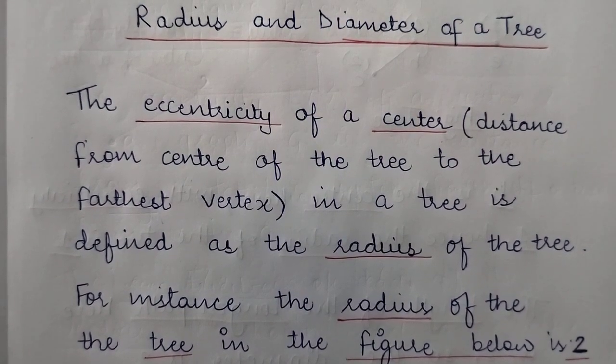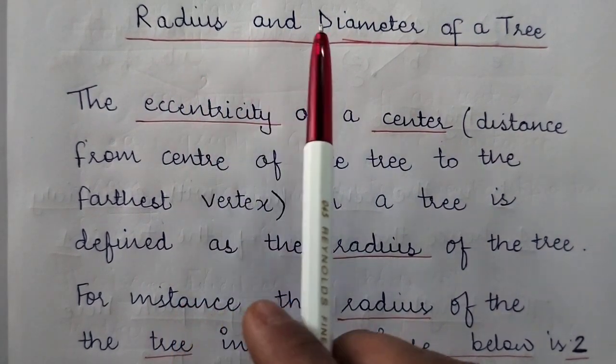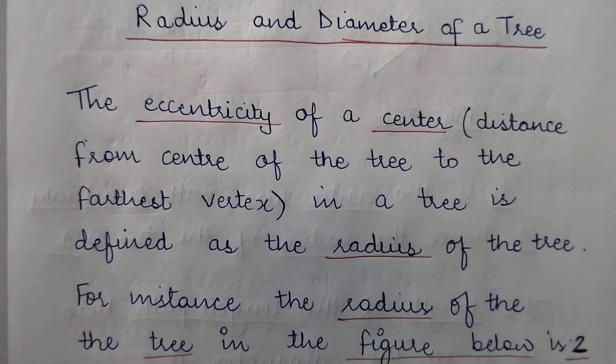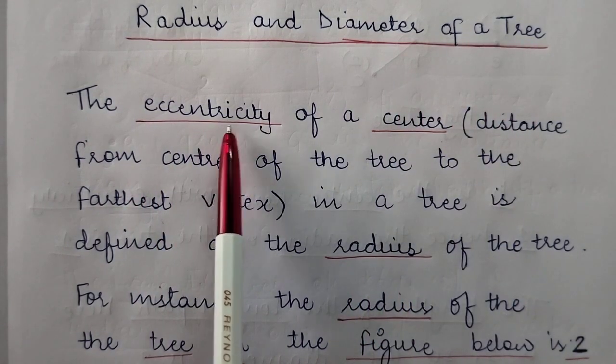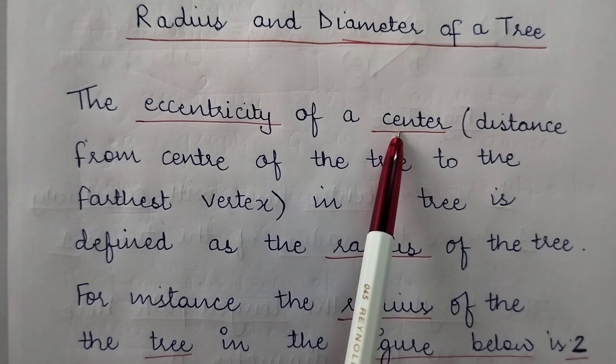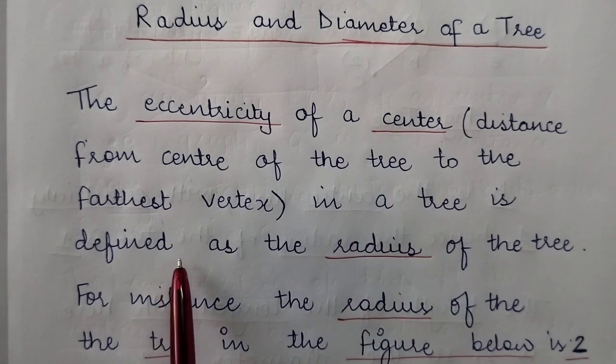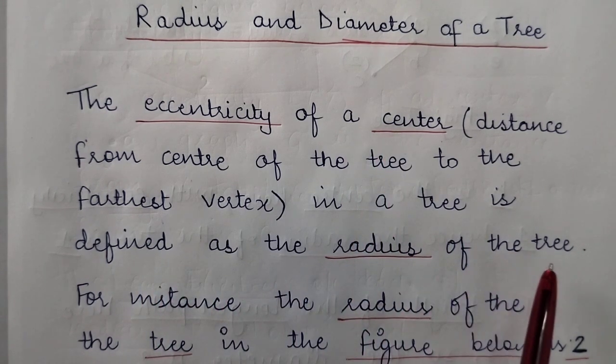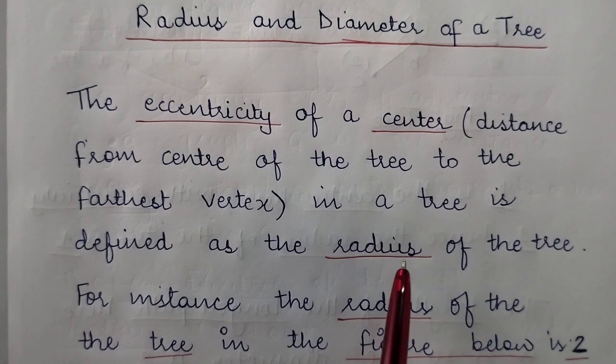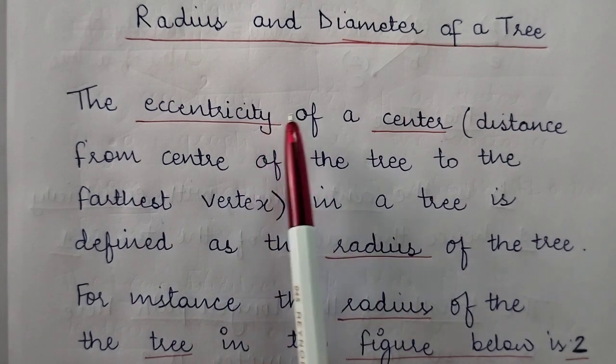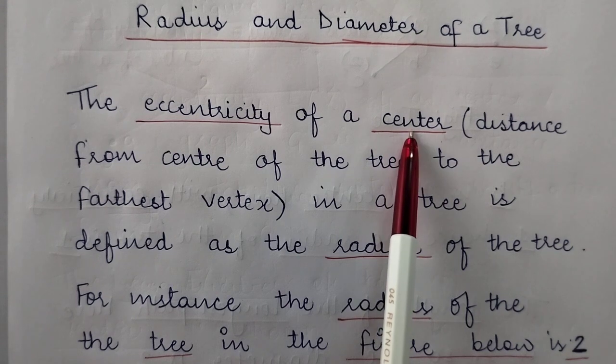Hi everyone, today we are going to study the radius and diameter of a tree. The eccentricity of a center in a tree is defined as the radius of the tree. So basically, radius is nothing but the eccentricity of the center of the tree.